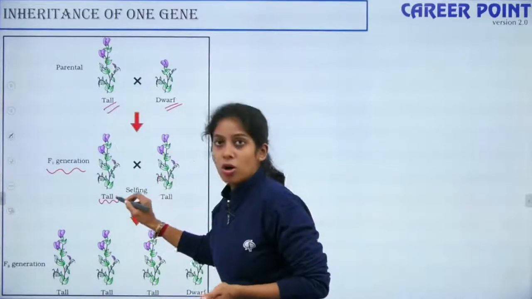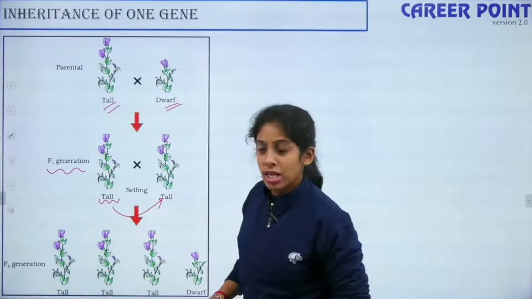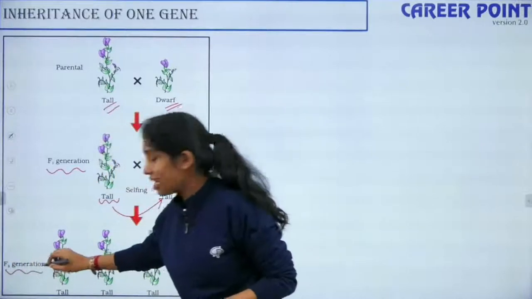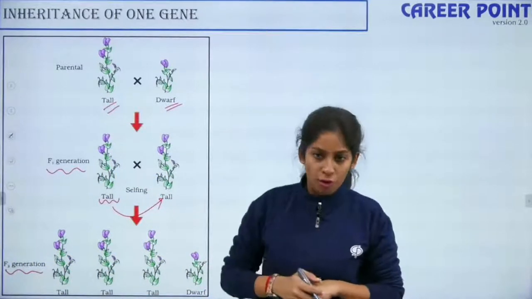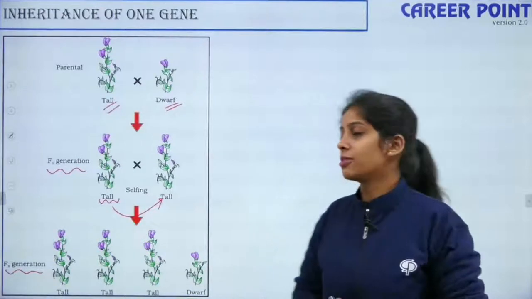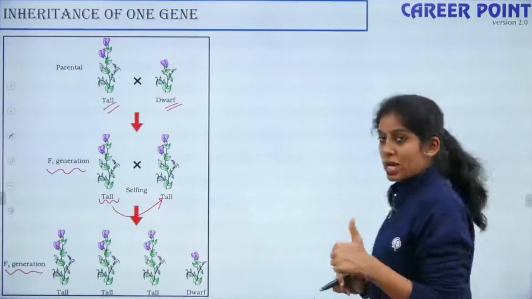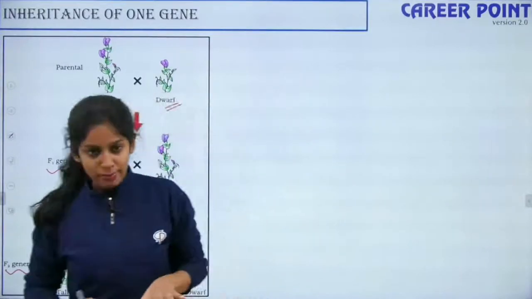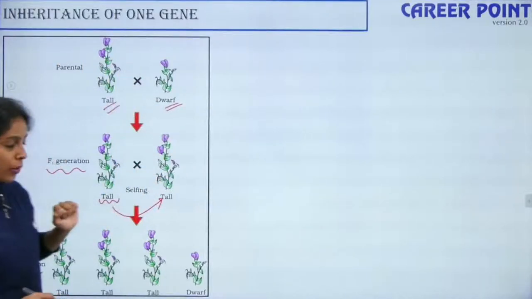This tall offspring was again pollinated with a similar plant. In the F2 generation, he got four offsprings. Three were tall and one was dwarf. So this was the experiment that Mendel performed. This is inheritance of one gene. Once again, Mendel did this experiment. He took one tall plant and one dwarf plant, okay?